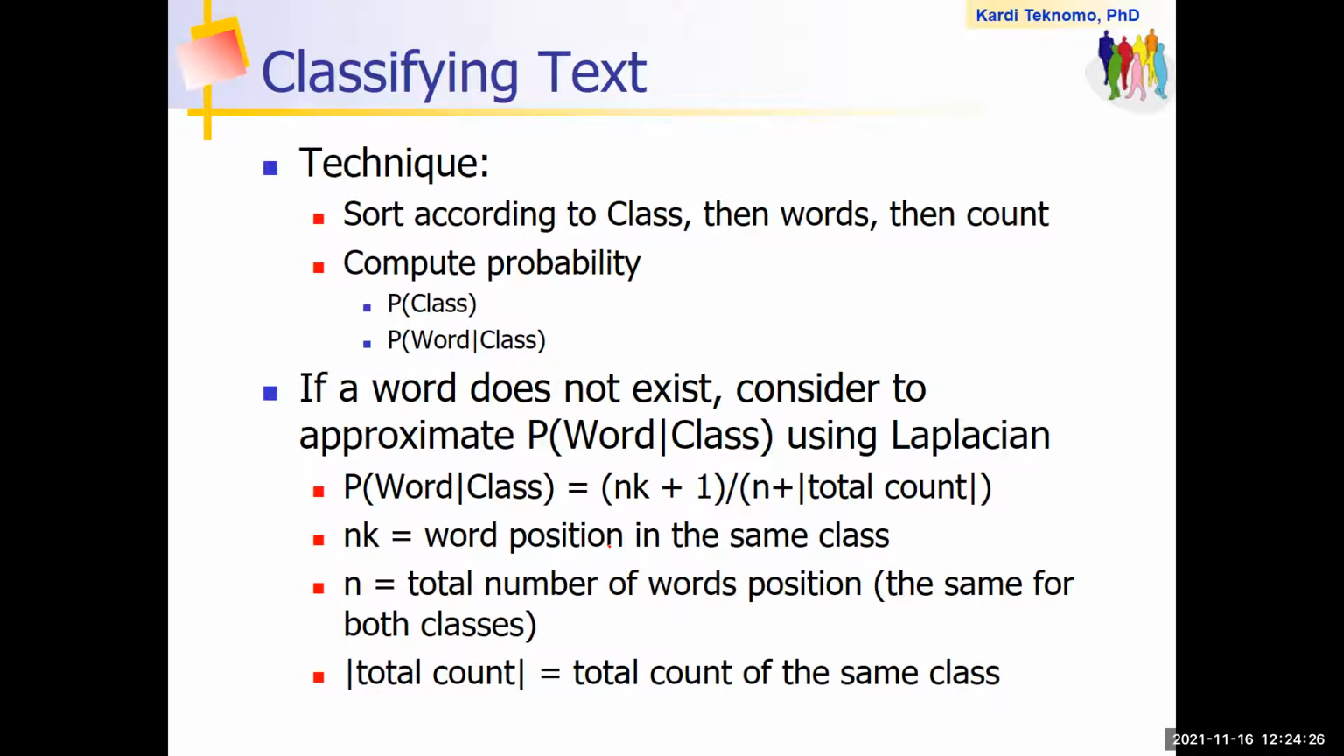Okay, and then you calculate the probability per class, the probability of word given the class. So if the word does not exist, what will you do? You can use Laplacian. You can estimate that as nk plus 1 divided by n plus the total count.